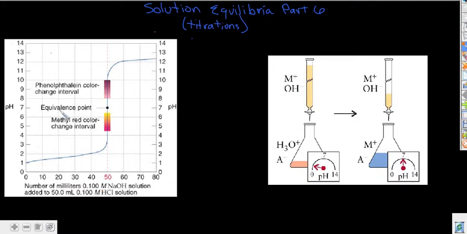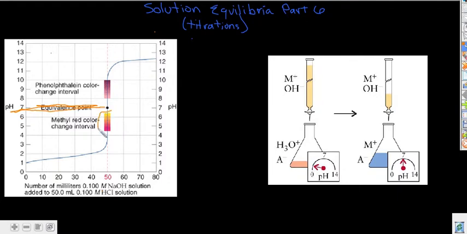So you see what the equivalence point is. The equivalence point for a strong acid and strong base is 7. And it's 7 because a strong acid and a strong base are going to have two things combining to make water, right? So hydrogen and hydroxide.